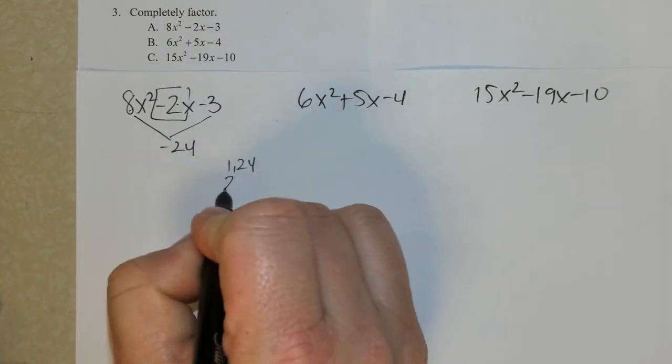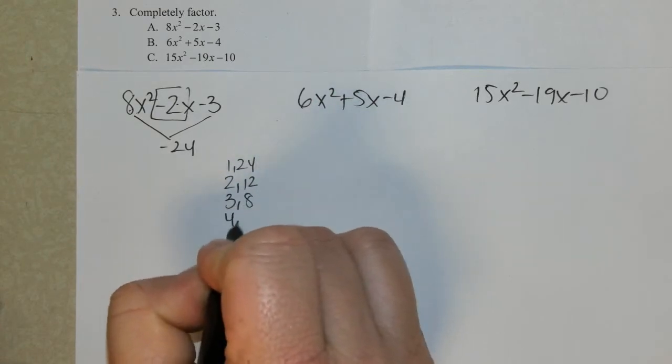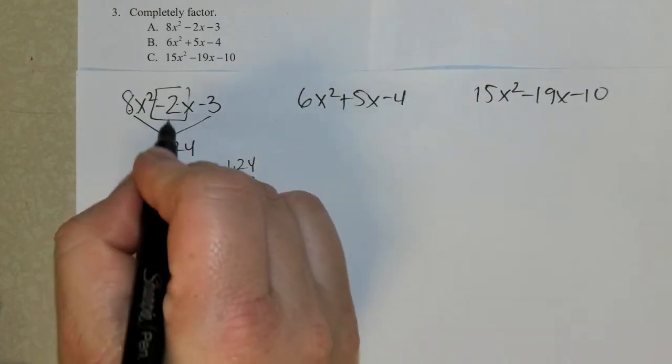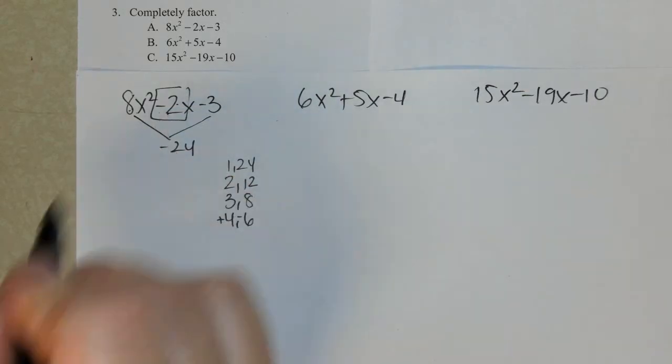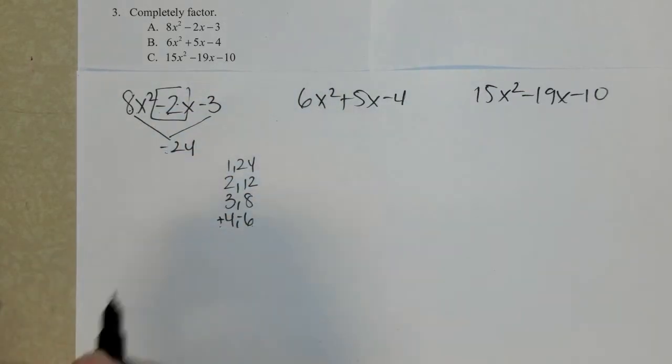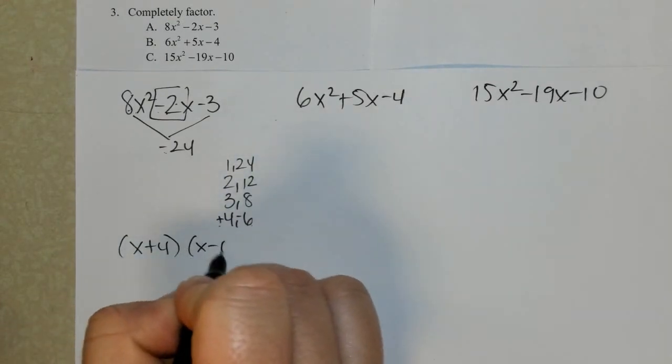1 and 24, no. 2 and 12, no. 3 and 8, 4 and 6 do work. It needs to be a negative 6 and a positive 4 in order to combine to give you negative 2 and multiply to give you a negative 24. So x plus 4, x minus 8.